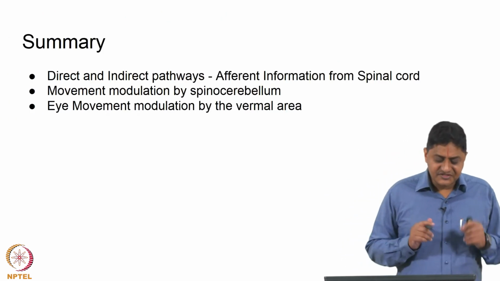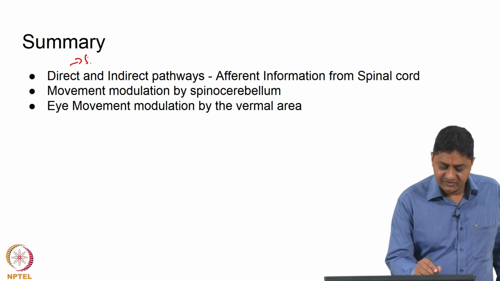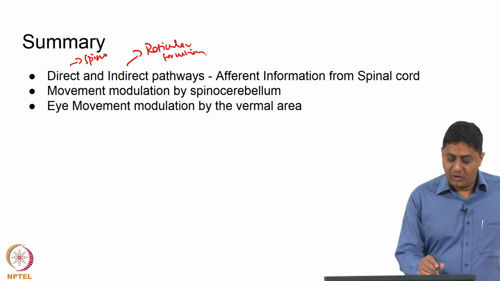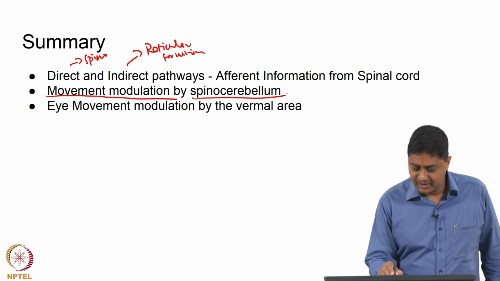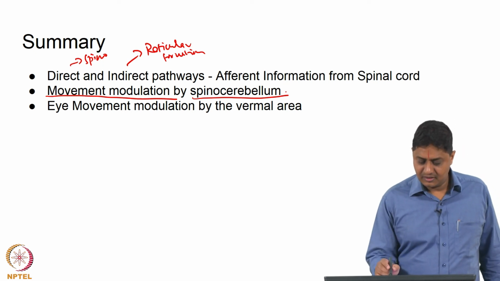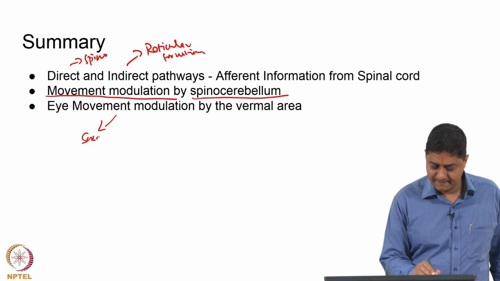Okay. So, in summary, we have seen direct and indirect pathways. Direct are spinocerebellar pathways, indirect are those that go via the reticular formation, and how movement is modulated, not controlled, by the spinocerebellum, and how eye movements are modulated by the vermis. What do you mean by eye movements? Saccades and smooth pursuit.